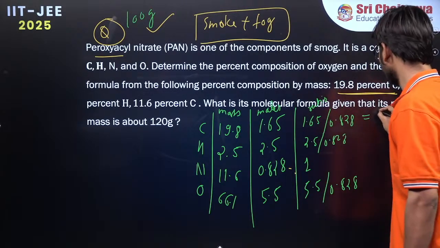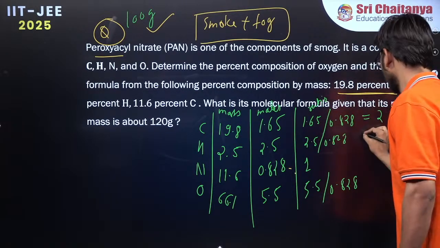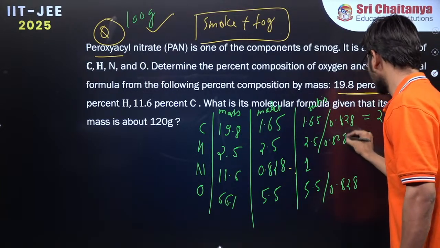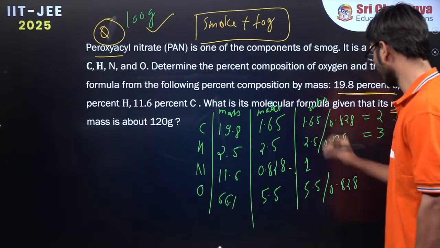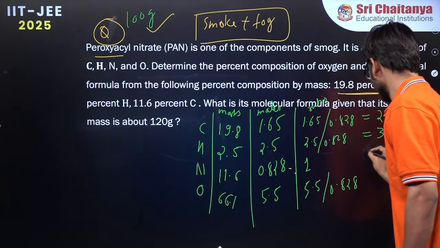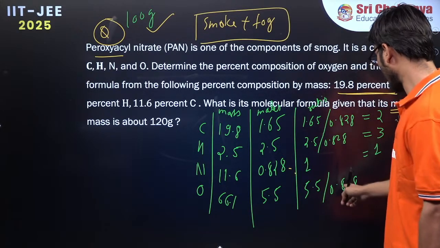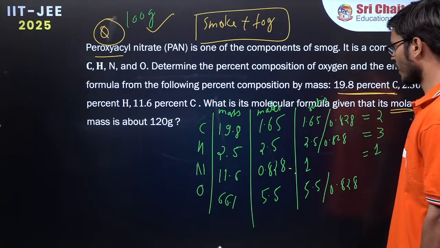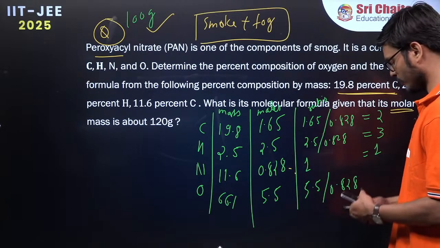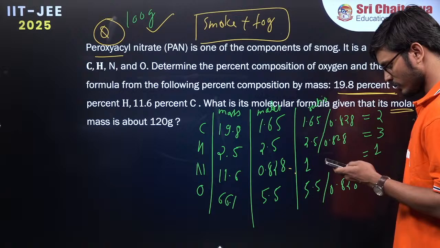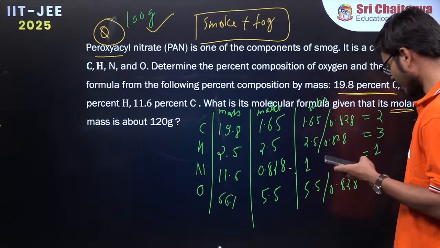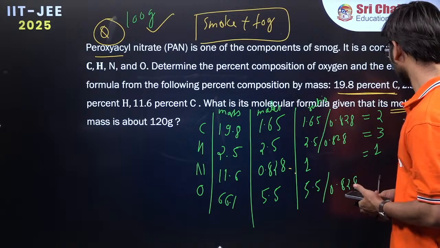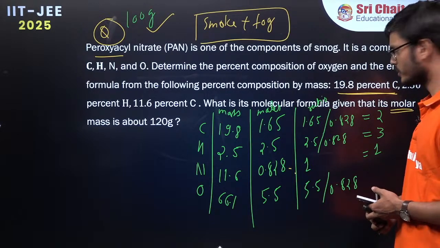I think if you divide, this value comes out to be approximately 2. 8 3s are 24, right? So approximately this will be 2.3, right? And this is anyway 1. What is this? 5.5 approx value. So 5.5 divided by 0.8. So it is coming approximately how much? 7, right?